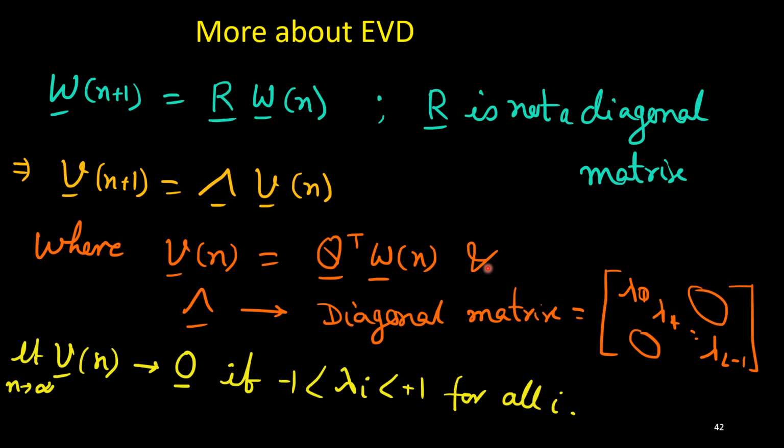Here we have to consider all the eigenvalues of this R matrix, and only if all the eigenvalues are within -1 to +1 will every element of Vn converge to 0. And if the Vn vector converges to the null vector, then obviously the Wn vector is also going to converge to the null vector, because Q is a constant matrix. That's all, right?